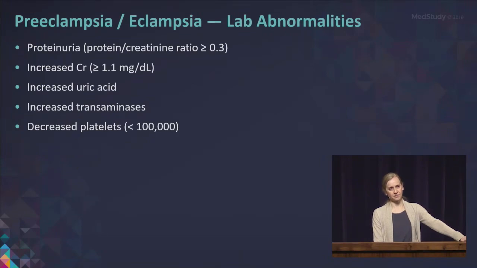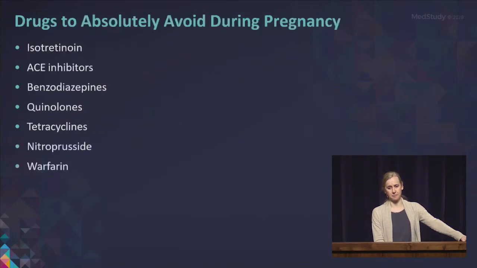The protein creatinine ratio is over 0.3, so it's quite low. And then it can progress until they get transaminitis and thrombocytopenia. This is when we start getting into the realm of HELLP syndrome, which is obviously a very severe complication of pregnancy, and usually the baby needs to be delivered immediately.